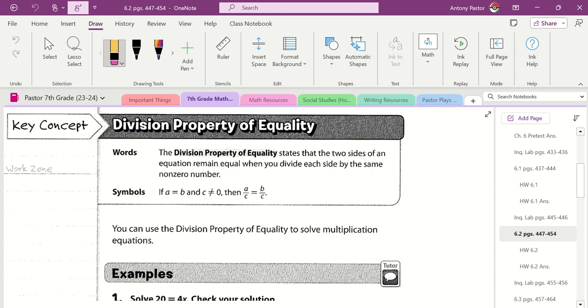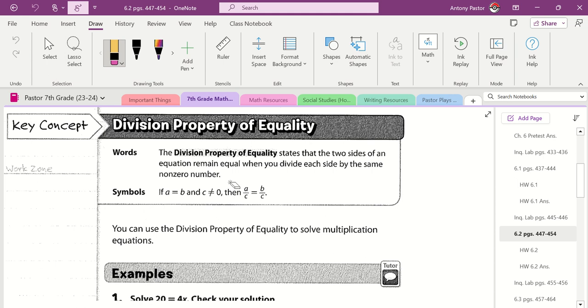So this needs to be part of your definition for sure. Again, the division property of equality states that the two sides of an equation remain equal when you divide each side by the same non-zero number. Or you can say you divide each side by the same number except 0. 0 cannot be the number you divide by because you cannot divide by 0. This is the only one out of the 4 that has that special rule.